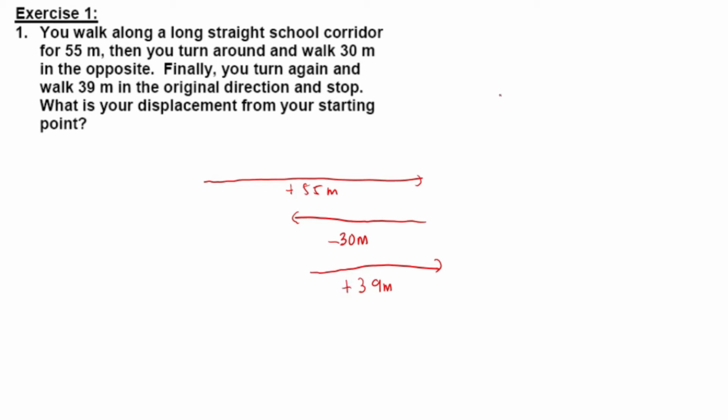Then you just total up all the lengths: positive 55, negative 30, and then add another 39 meters. So 55 minus 30 plus 39. 25 plus 39, you will get 64 meters. So that's the answer for question number 1.